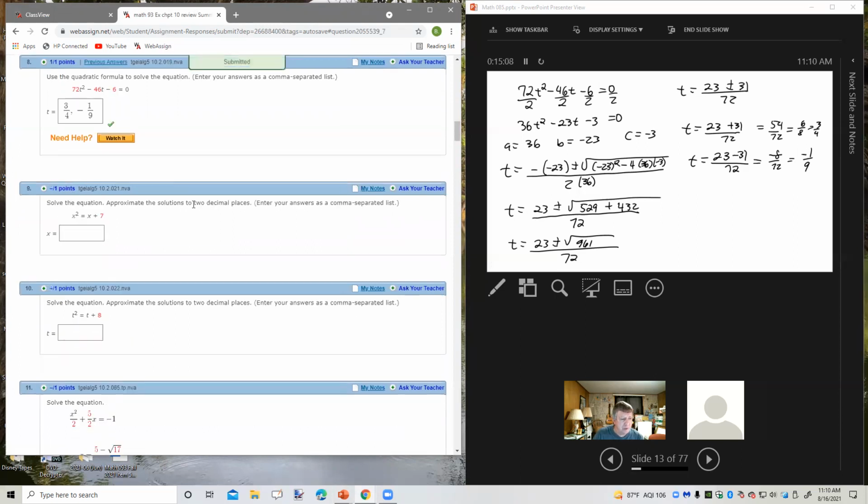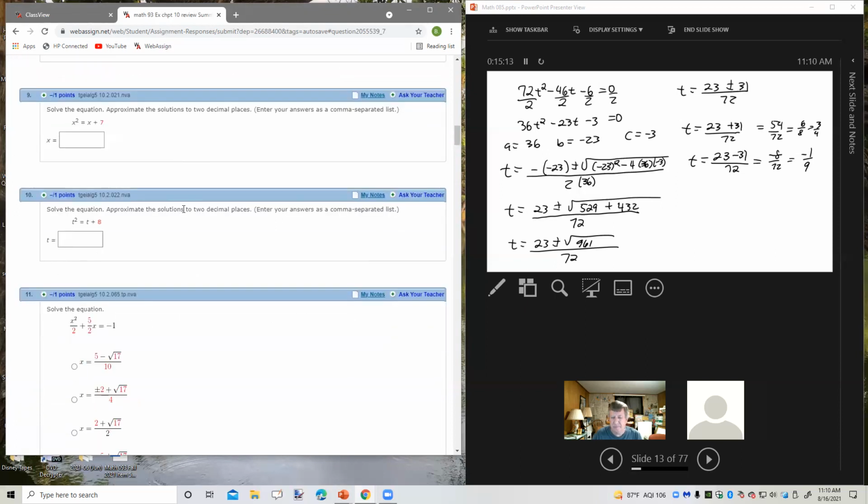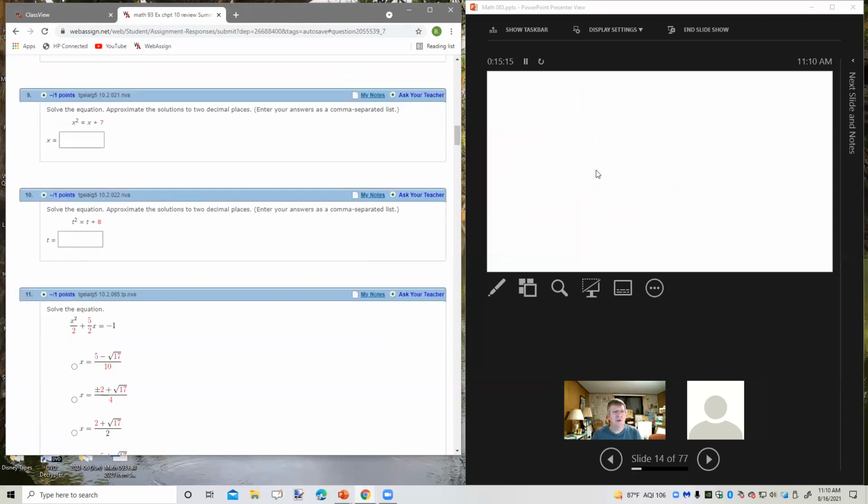All right. And let's take a look at number 9 here. It says, solve the equation, approximate the solutions to 2 decimal places. Enter your answer as a comma-separated list. Okay, so x squared equals x plus 7. So we're going to put things in standard form, descending powers of the variable. We'll subtract x and subtract 7 from both sides of the equation.